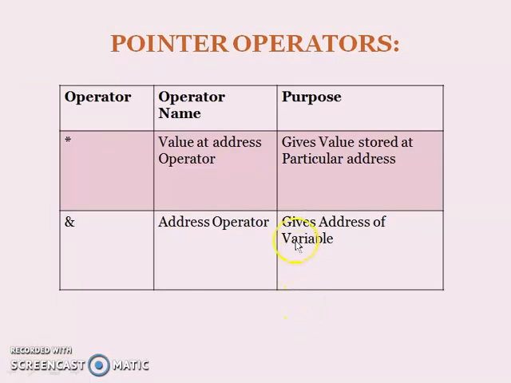Here we have the differentiation between the operators. When we declare the pointer variable, we may use this asterisk symbol. This one refers to the value at address operator, which gives the value stored at the particular address, so it is commonly known as the referential operator. This is the address of operator symbol, you know that, which gives the address value of that variable.